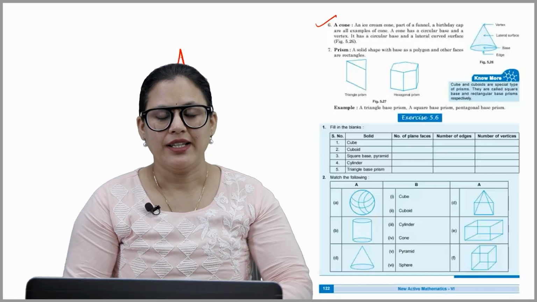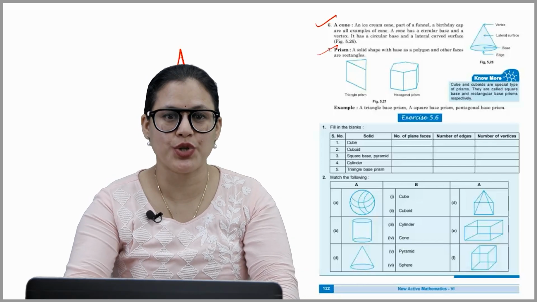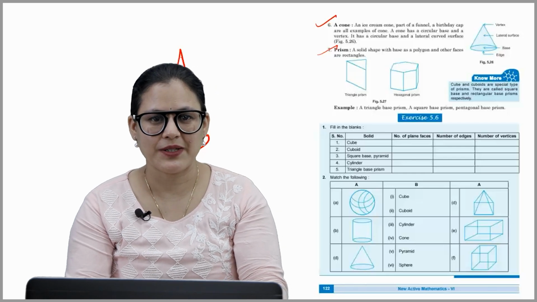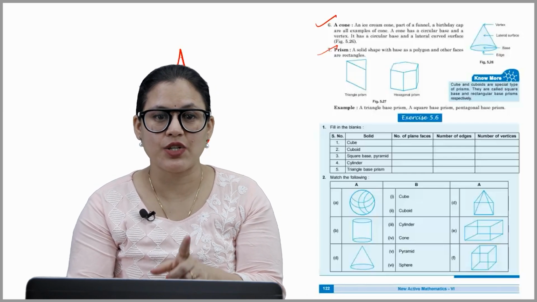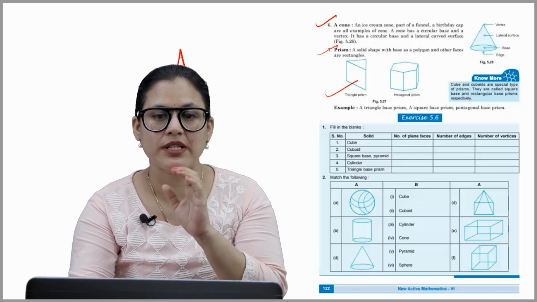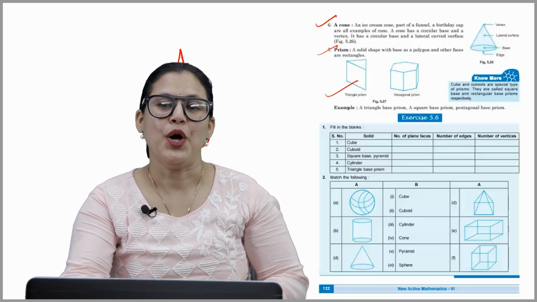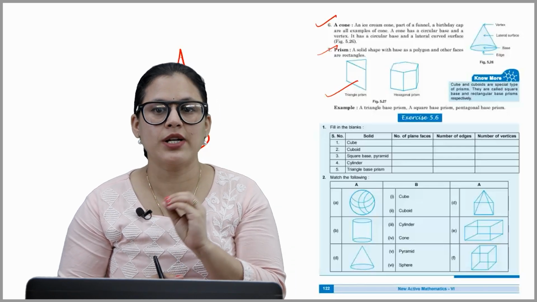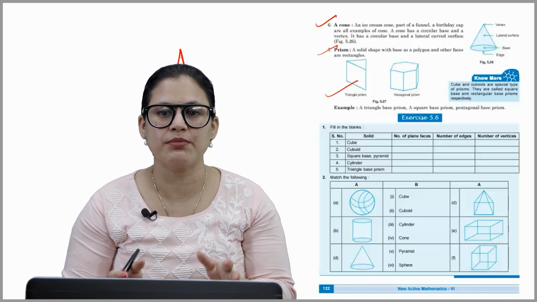Number 7, prism. A solid shape with a base as a polygon and other faces are rectangles, right? Example, a triangle base prism. This is a triangle base prism, and a square base prism, pentagonal base prism. Cube and cuboids are special types of prism. They are called square base and rectangular base prisms respectively.